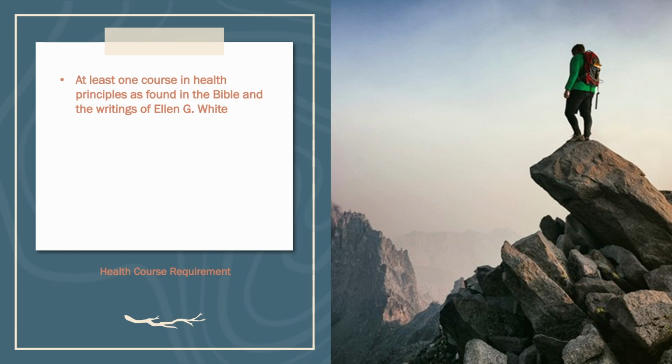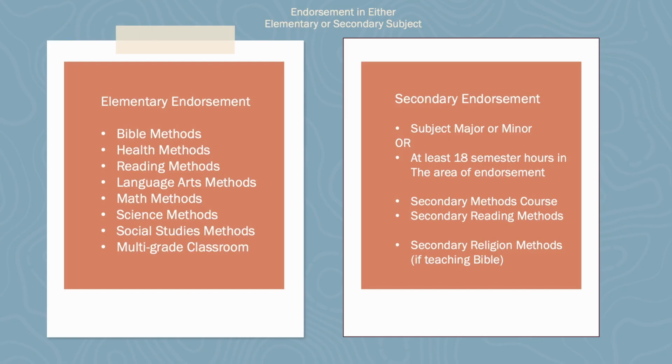Along with those core requirements, you need to have an endorsement. Usually, you'll have an elementary endorsement, or you will have secondary endorsements in one or more core subjects or other things that you might teach in a secondary environment. There are eight requirements for the elementary endorsement. Those are methods in Bible, health, reading, language arts, math, science, social studies, and multigrade. And you are covering multigrade this week. Check that one off. Some of the others may be combined. I believe that in some of our schools, health and science is combined. In other schools, you'll see them separate. So it might be a few extra credits here or there, depending on how they're combined.